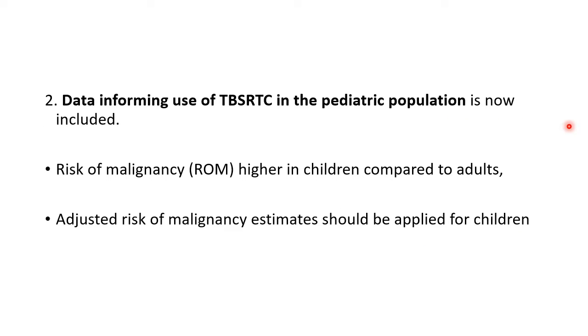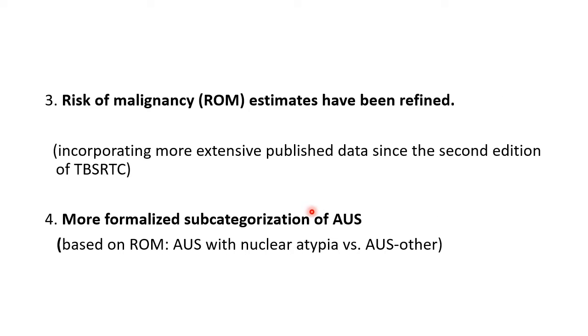Another change in this new Bethesda is that the data informing use of the Bethesda system of reporting thyroid cytopathology in the pediatric population is now included. This change has been done because the risk of malignancy is higher in children compared to the adults, and so adjusted risk of malignancy estimates should be applied for children. Risk of malignancy estimates have also been refined in the new Bethesda, and this is based on the incorporation of more extensive published data since the second edition of the Bethesda system.